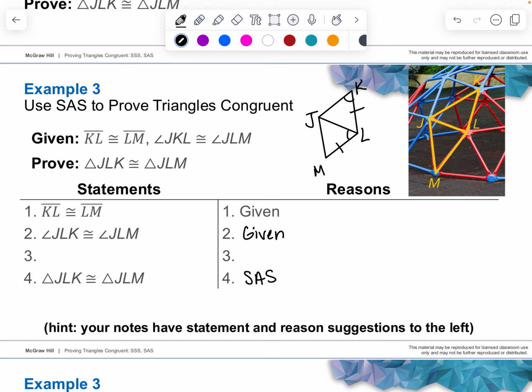And our KL, LM, that's one of our sides. And JLK, JLK and JLM.